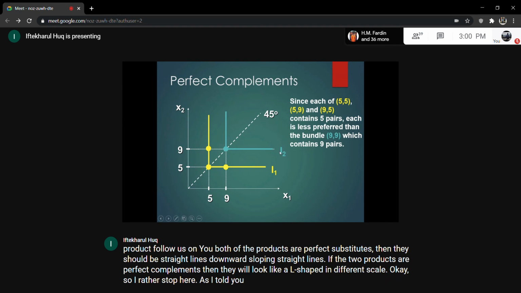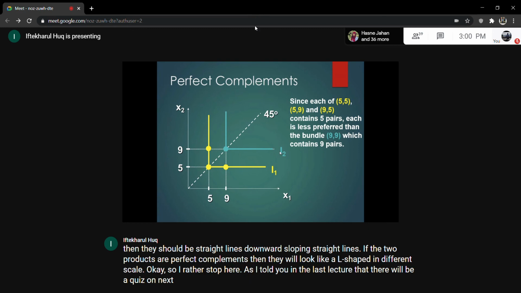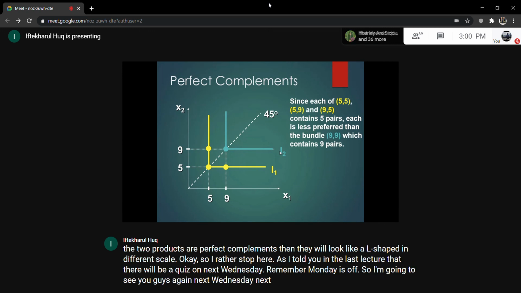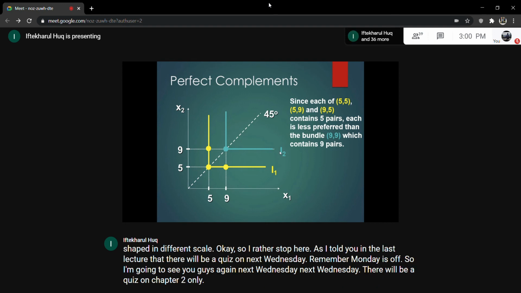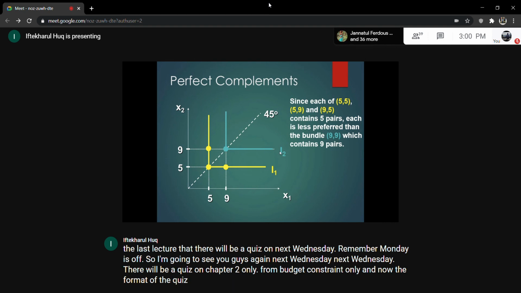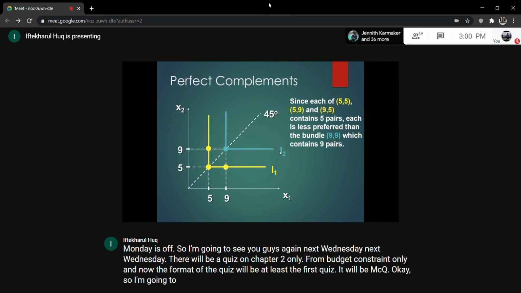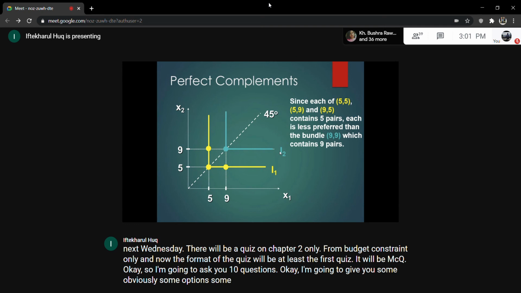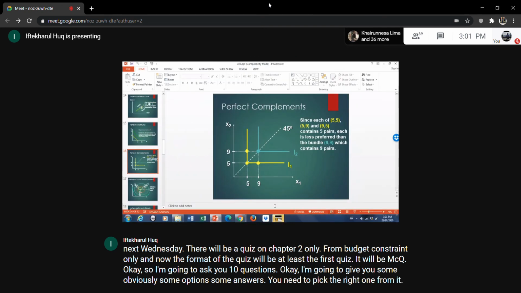As I told you in the last lecture, that there will be a quiz on next Wednesday. Remember, Monday is off, so I'm going to see you guys again next Wednesday. Next Wednesday, there will be a quiz on chapter 2 only, from budget constraint only. And now the format of the quiz will be, at least the first quiz, it will be MCQ. Okay, so I'm going to ask you 10 questions. Okay, I'm going to give you obviously some options, some answers. You need to pick the right one from it.